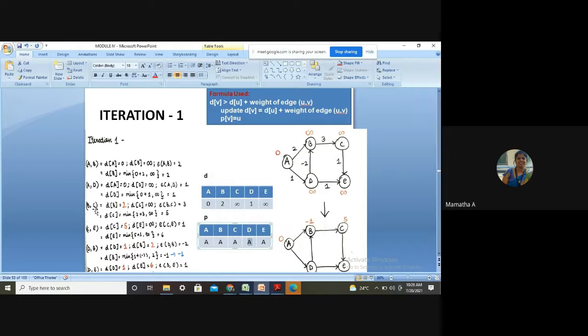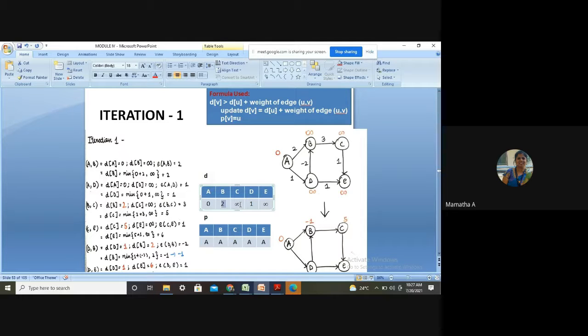Similarly, take the next edge, B comma C. Now you should observe the distance array. d of B earlier was infinity, now it is changed to 2, so you should take 2. d of C is infinity. The BC edge weight is 3. d of C is equal to minimum of 2 plus 3 comma infinity. Are you understanding? And it is 5.